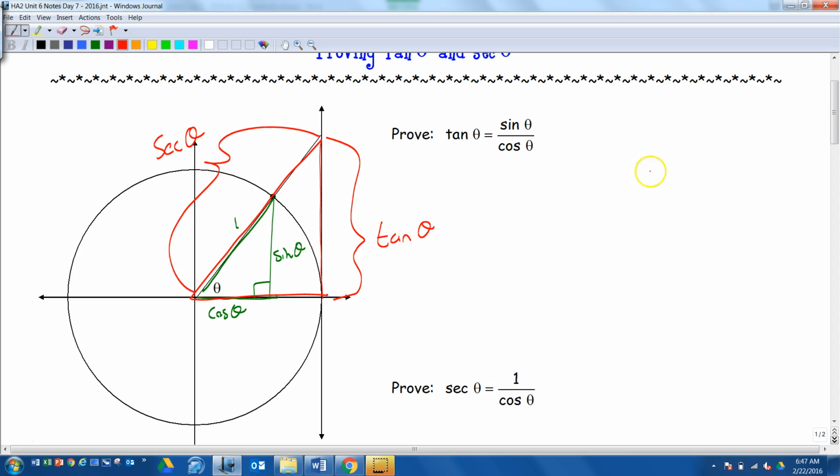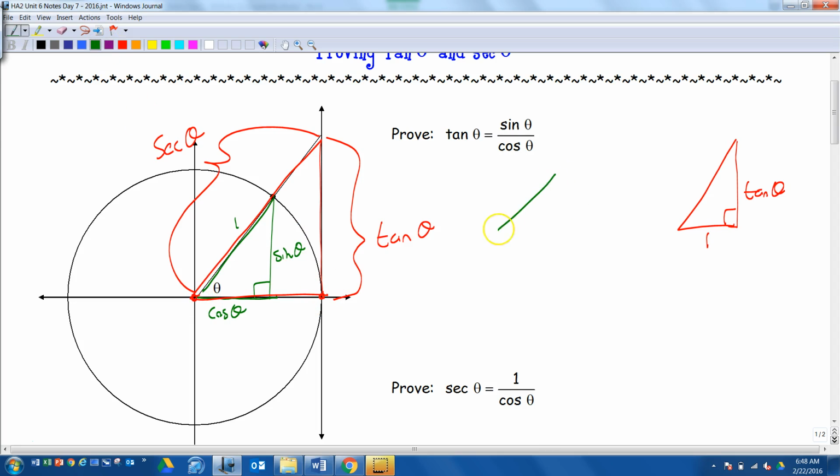So here's what I have. I have a big triangle, and this side is tangent theta. And then I'm not going to touch the secant part yet because I'm not going to prove that. But you should note, if you look at the big red triangle, the bottom is a length of 1 because it's the radius of the circle, right? You see from here to here.